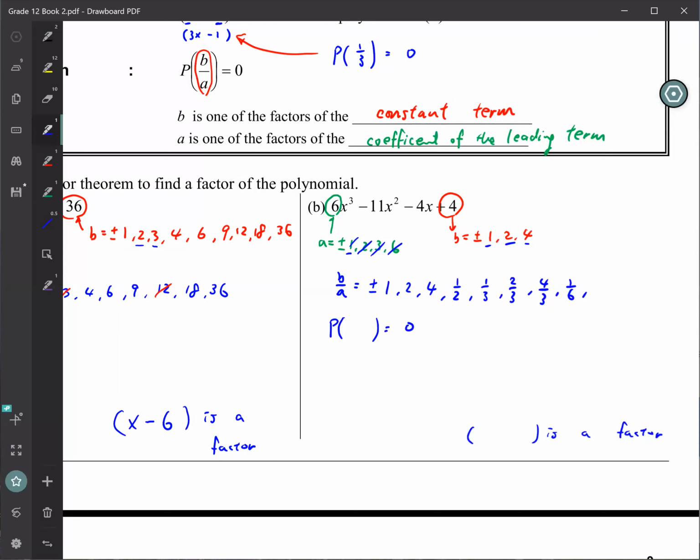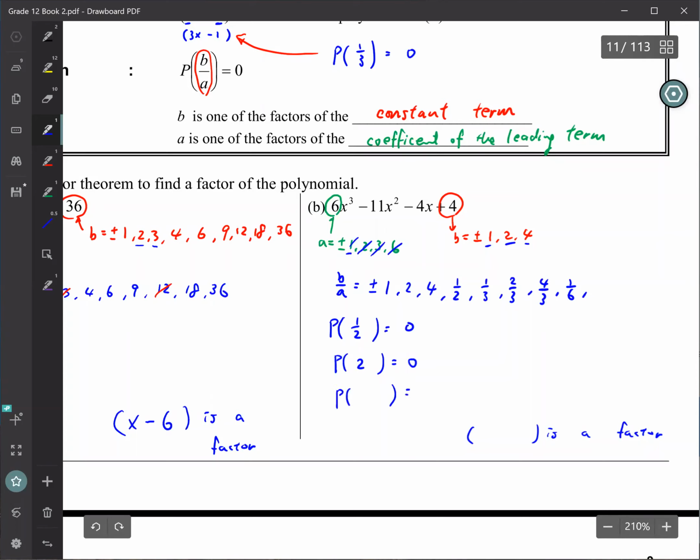Donna, Samantha, Ray, have you found the one? Okay, let's check which one you found. Eric, what did you find? I found 1 over 2. 1 over 2, okay. Anyone else got a different one? Tiana, which one did you find? 1 over 2. Also 1 over 2, okay. Anyone got different ones? I got 2. 2, okay. Anyone else?